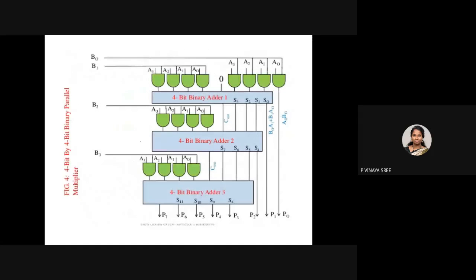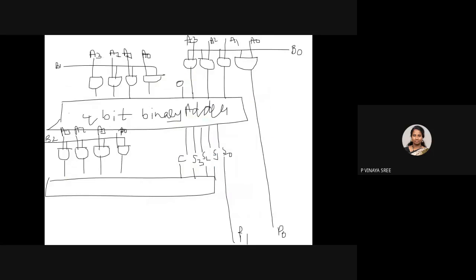See here, until here I have done. Let me complete. Now tell me, what will we be getting as the output of this 4-bit binary adder? 5 bits, right? So in this 5 bits, again you will be getting S0, S1, S2, S3, and carry. The S0 will be given to P2.